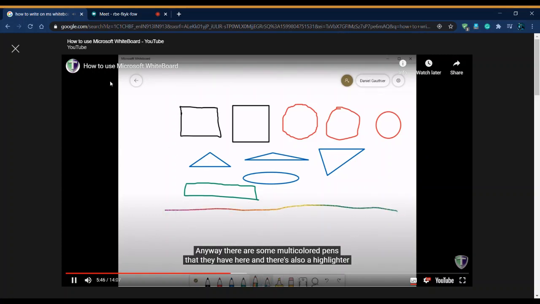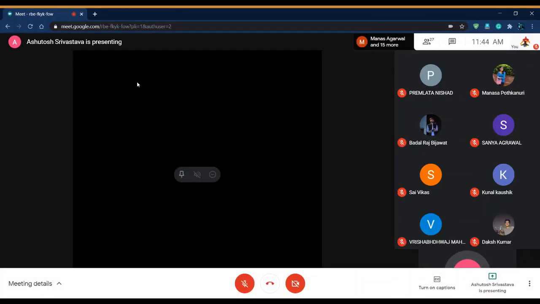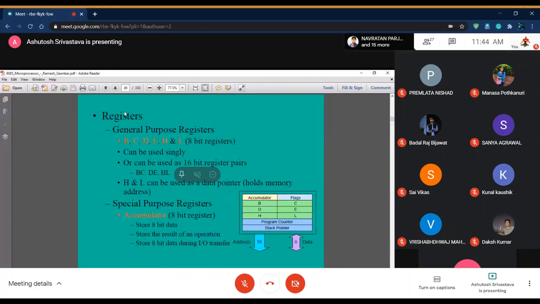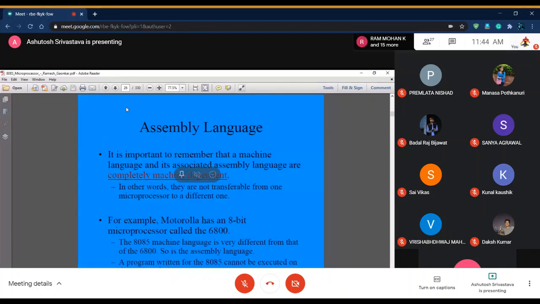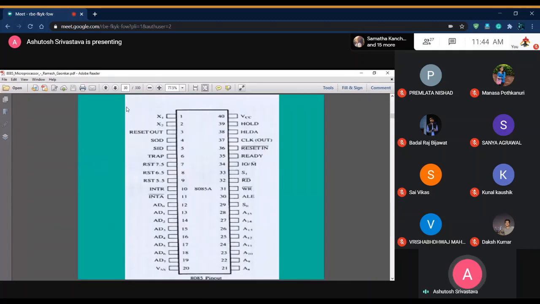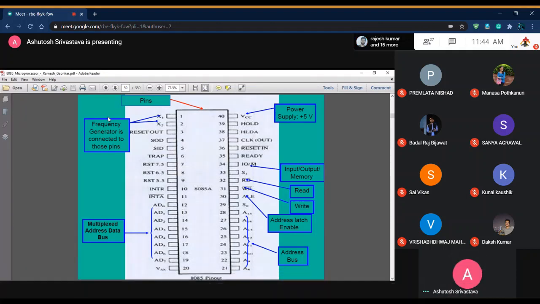Are you able to go back to our previous pin diagram? We are actually referring to this one. Sorry, this diagram. So we are talking about pin number 12 to pin number 19.